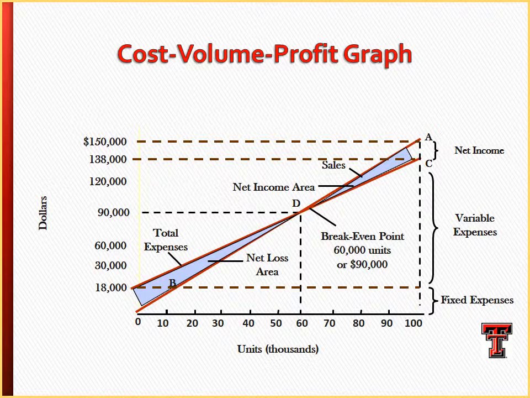Above that point, we've covered the fixed costs and the variable costs up to that point. When we move beyond the break-even point, for each unit sold, assuming that the selling price per unit is greater than the variable cost per unit, we're making a profit. And at that point, we no longer have to worry about fixed expenses.